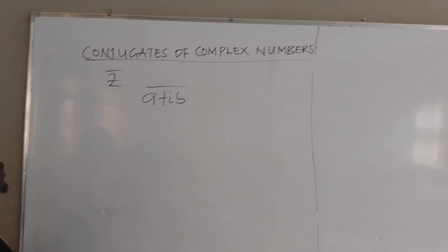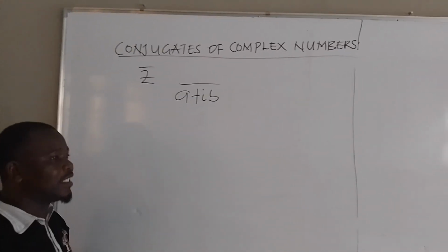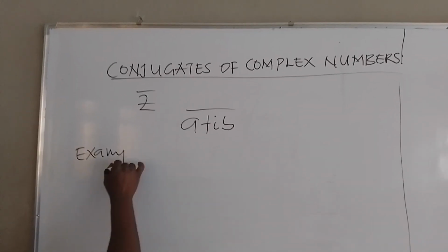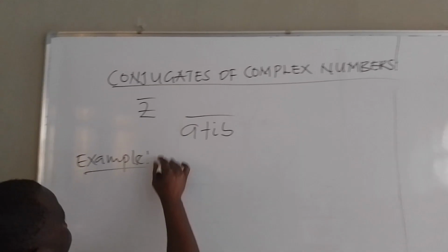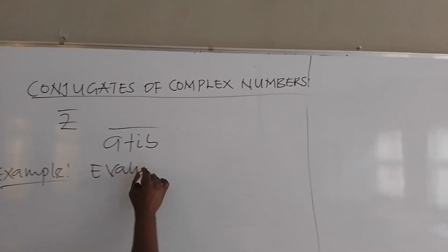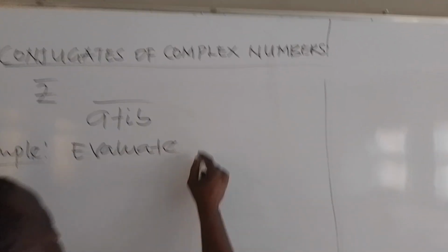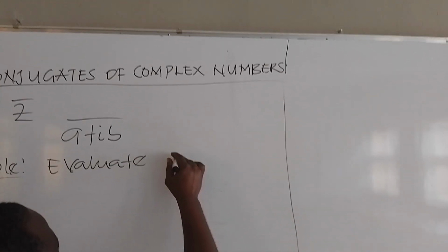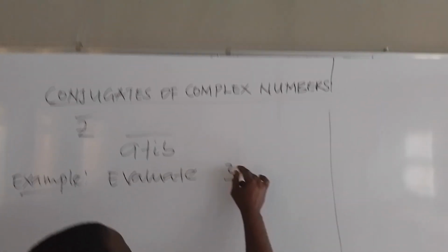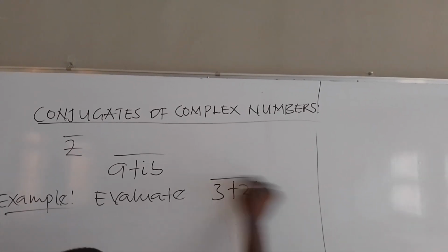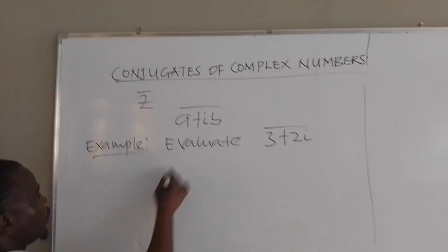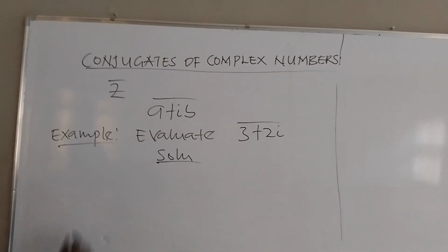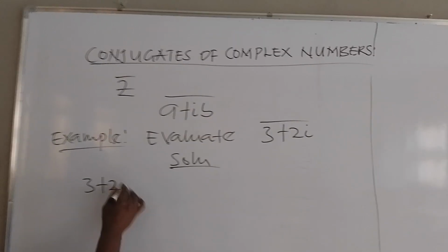Okay, so we are going to fix the idea with one example. Is that clear? Example: evaluate 3 plus 2i conjugate. So let's write the solution. Evaluate 3 plus 2i conjugate.